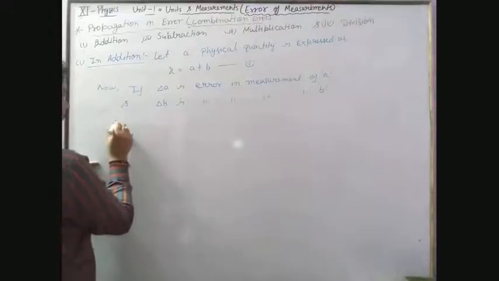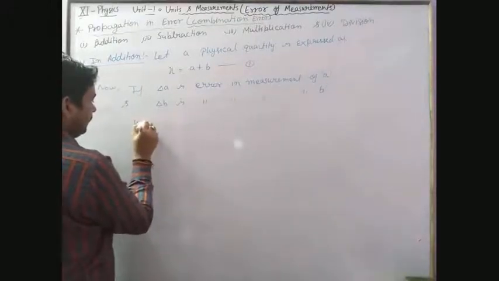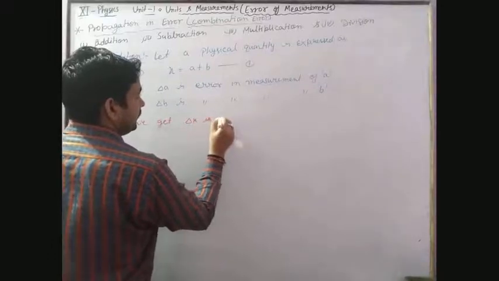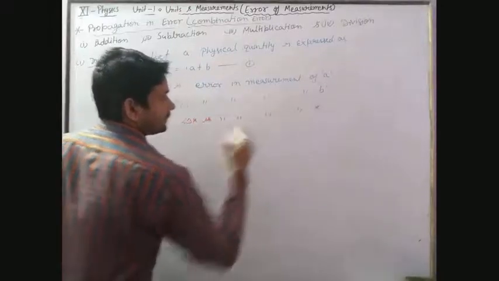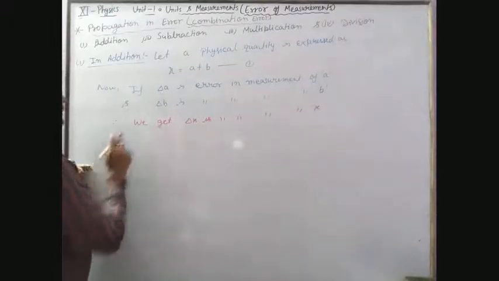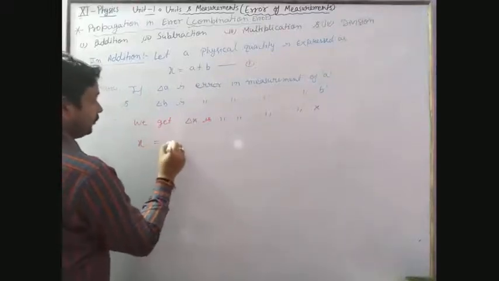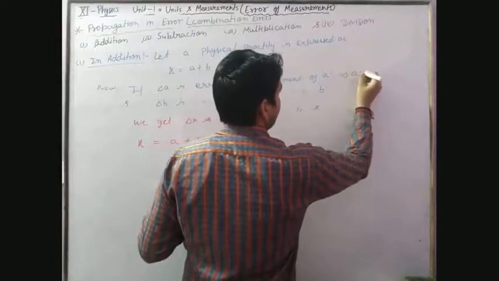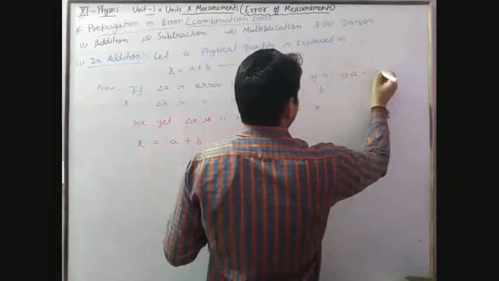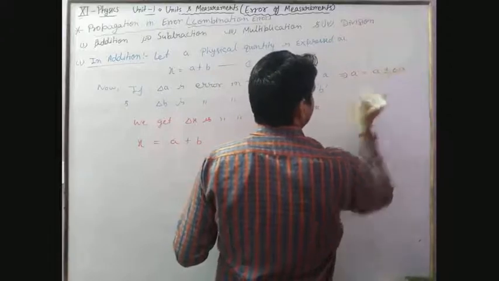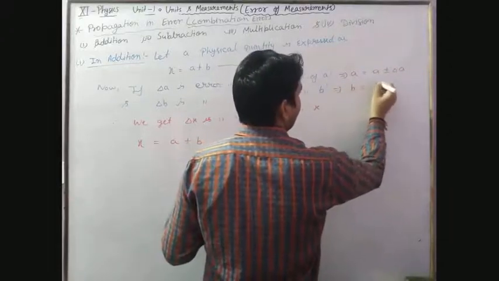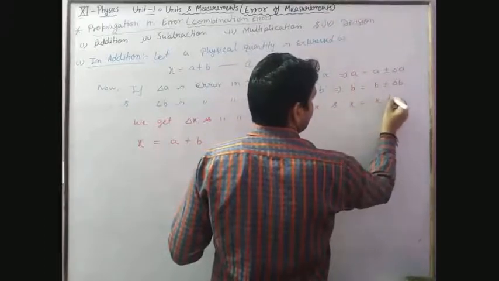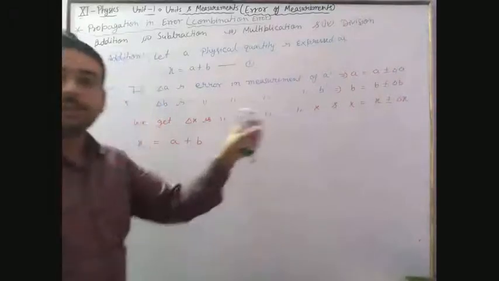Therefore we observe that del X is the error in measurement of X. Okay, that means X equal to A plus B. Here we can say that A is measured as A plus minus del A, B is measured as B plus minus del B, and X is measured as X plus minus del X with their errors.